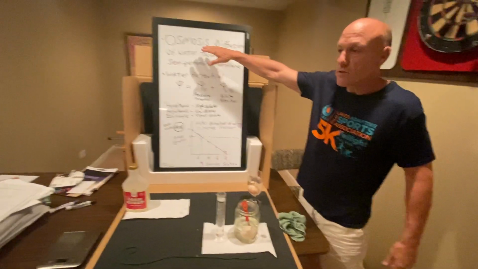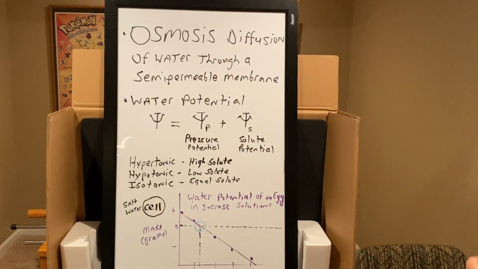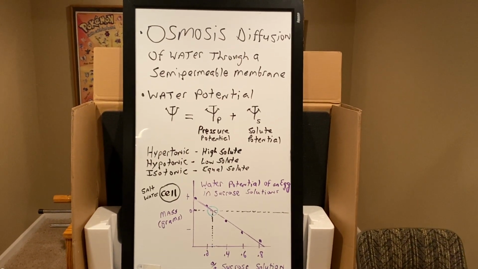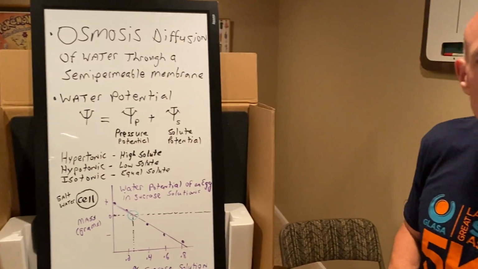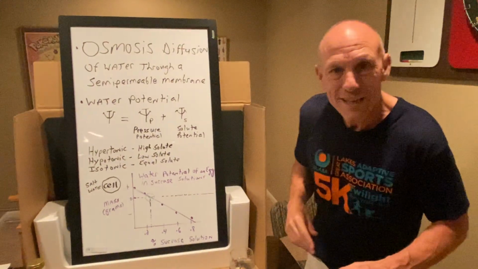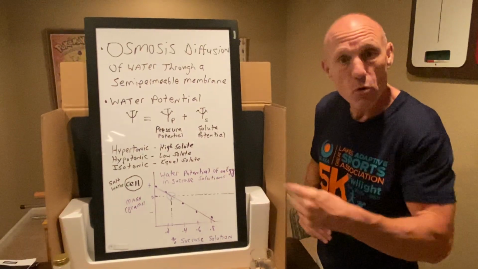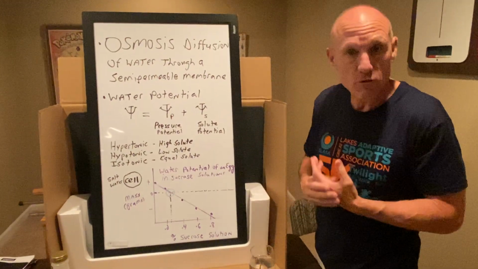Now, what we're talking about today is osmosis, the diffusion of water through a semi-permeable membrane. The key to remember for all passive transport, whether it's diffusion or osmosis, is things go from high concentration to low. So when I say high to low, that's what it means. Things do that naturally, right?